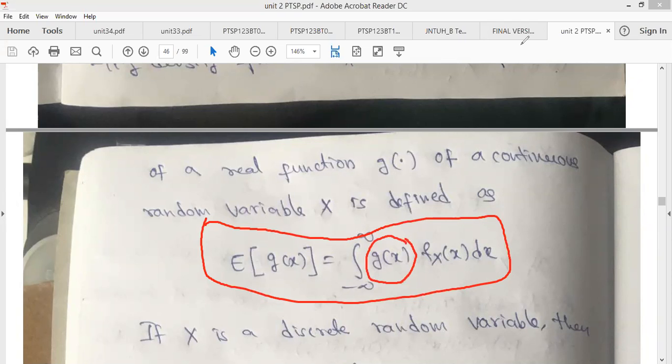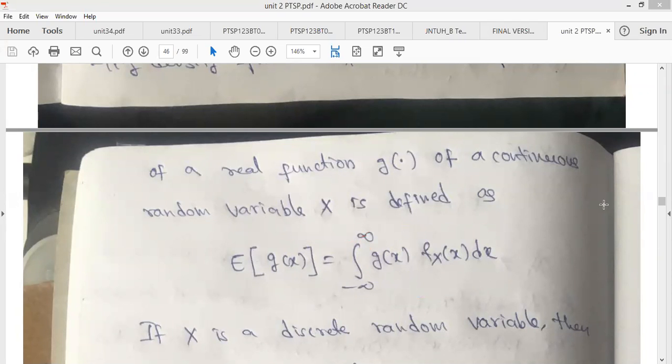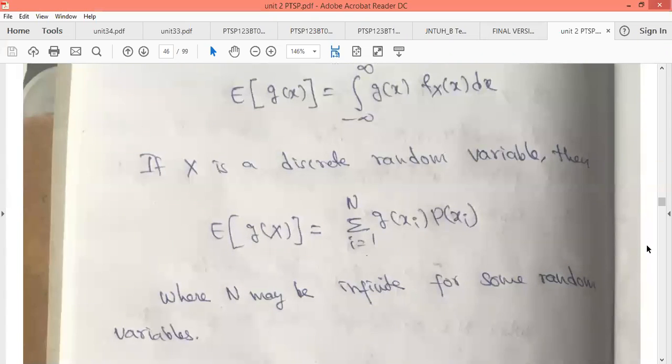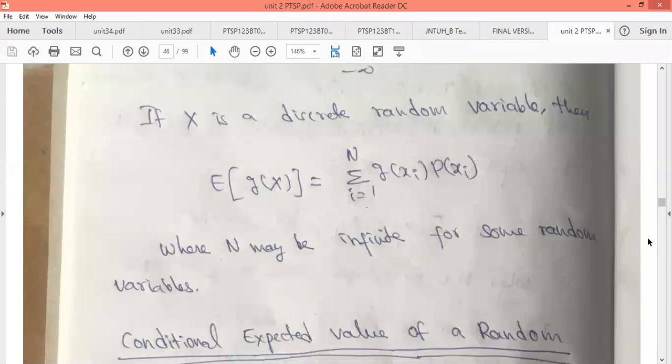Okay, so this is the case for a continuous function. Whereas if you are considering the discrete function, now see here, it is the expected value of g of x. Here also the expected value of g of x is equal to summation i equals 1 to n g of xi p of xi. This is the function we have to use to obtain the expected value of a discrete random variable which is a function of a random variable.